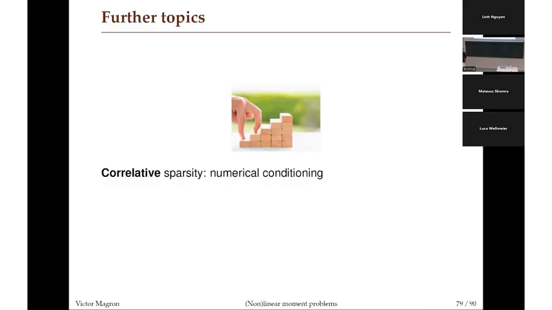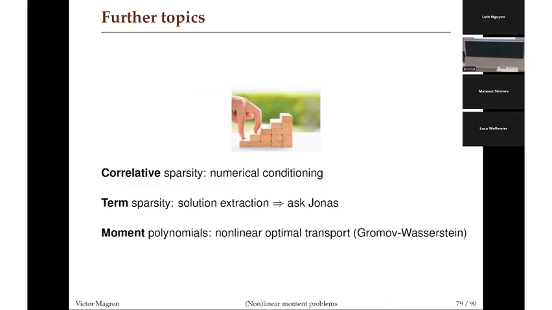So the further topics that remain unexplored, so there is the topic of conditioning. So already in the dense case, almost nothing is known about the conditioning, except that it seems bad in practice. For term sparsity, there was no algorithm to do the extraction, but I think now Jonas can tell you how to do that. And so I was also thinking about possible applications of these moment polynomials, and in particular, there is this class of nonlinear optimal transports called the Gromov-Wasserstein, on which such techniques could be applied.